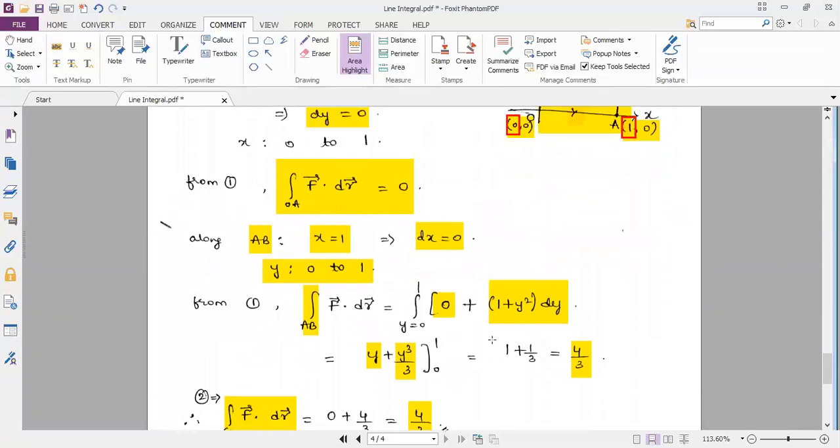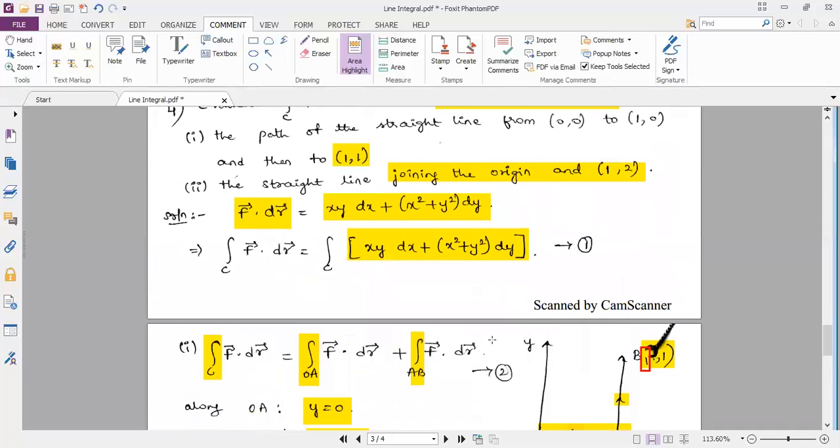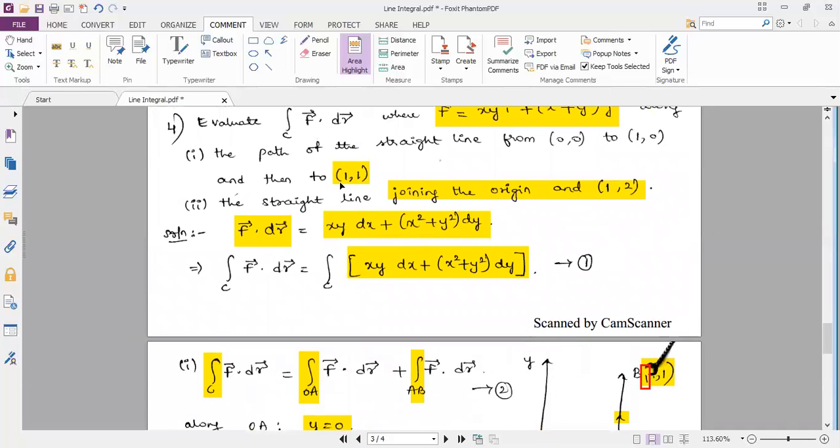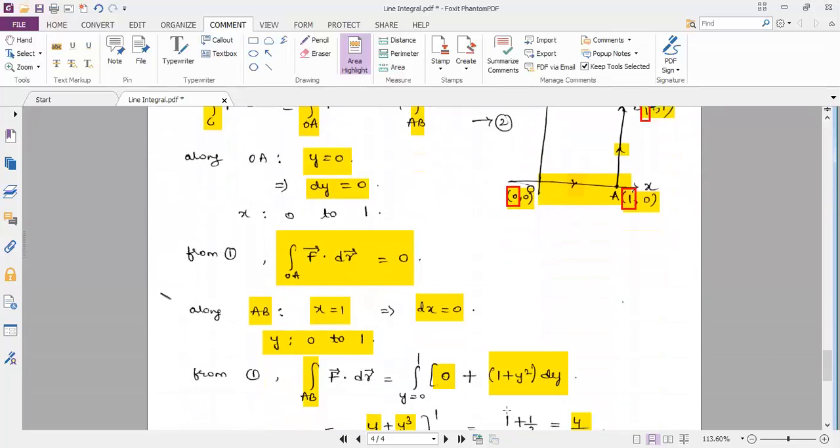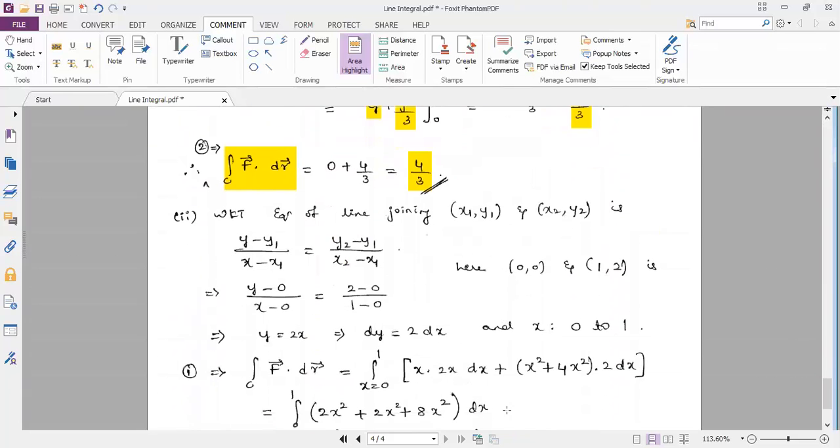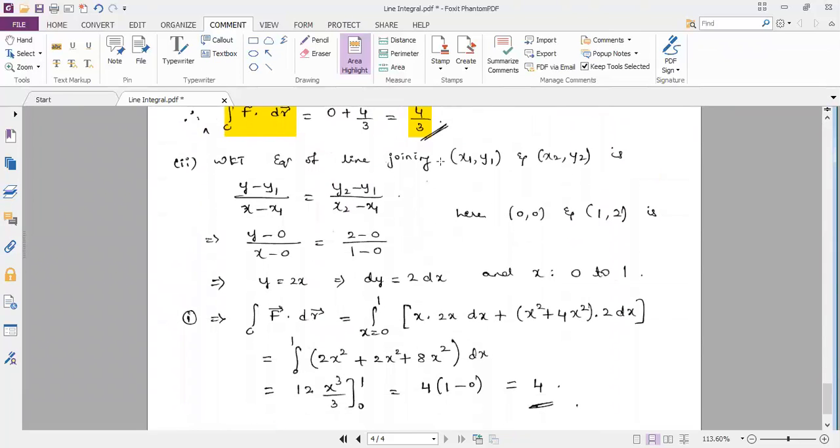Now let's have a look at the second part of the question. The second part was to evaluate the integral of f dot dr along the straight line joining the origin and 1 comma 2. So from the origin we have to draw towards the point 1 comma 2. We recall a property that the equation of the line joining 2 points x1 comma y1 and x2 comma y2 is given by y minus y1 divided by x minus x1 is equal to y2 minus y1 divided by x2 minus x1. Let us represent the point 0 comma 0 as x1 y1 and x2 comma y2 as 1 comma 2.